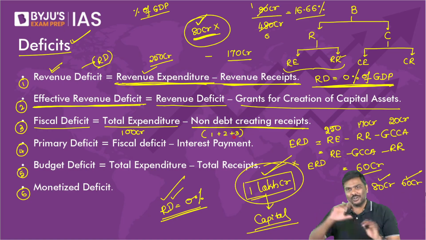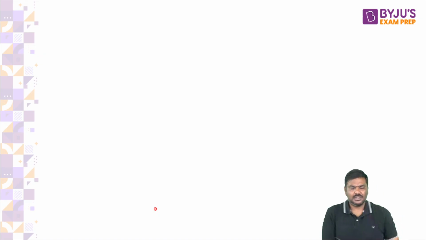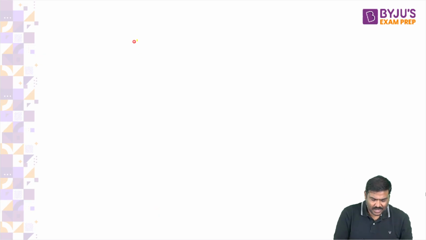If I want to write in numbers, let me write in terms of numbers. Your total expenditure is 100 crore.